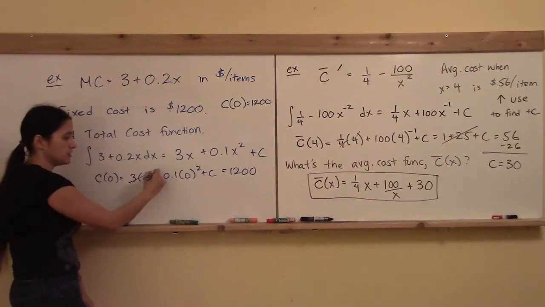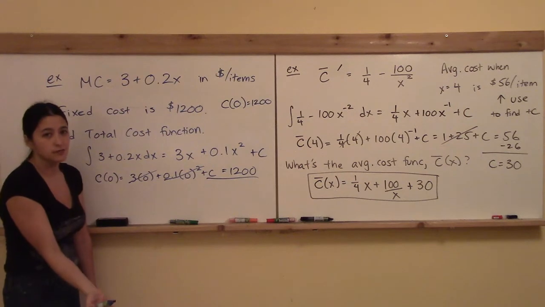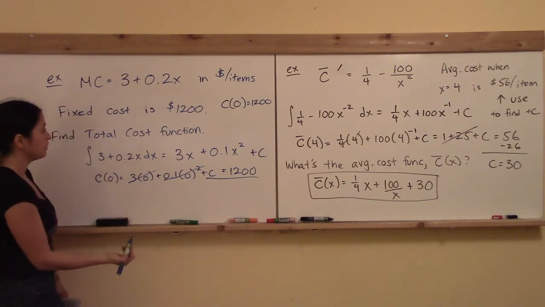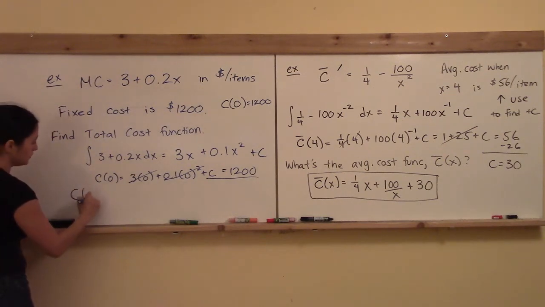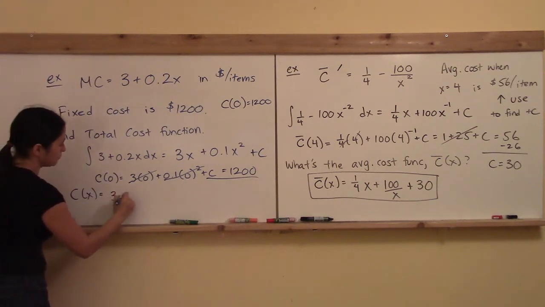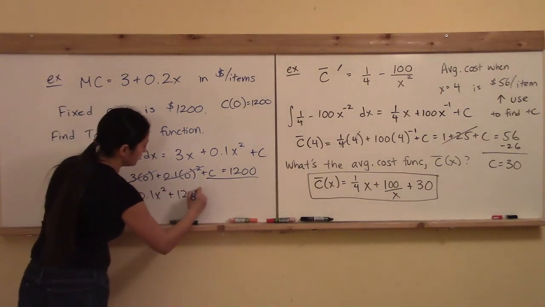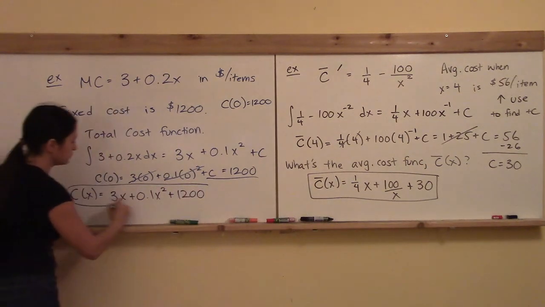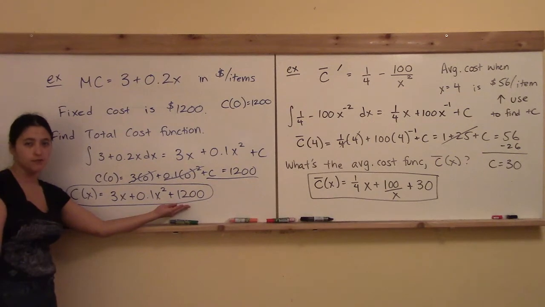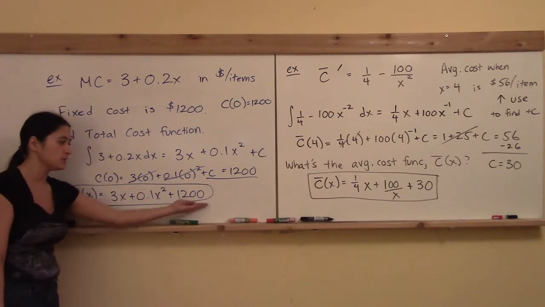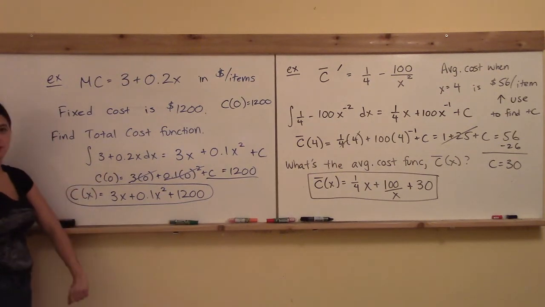And since I have zeros here and zeros here, my conclusion right here is that my constant of integration C is equal to 1200. And that allows me to conclude that my total cost function, C of x finally, is going to be 3x plus 0.1x squared plus 1200. And if you've been studying cost functions a lot, you see that fixed cost is often the part that has no functional x dependence. So the constant right here has always represented fixed cost, and so it makes sense to see that 1200 right there.